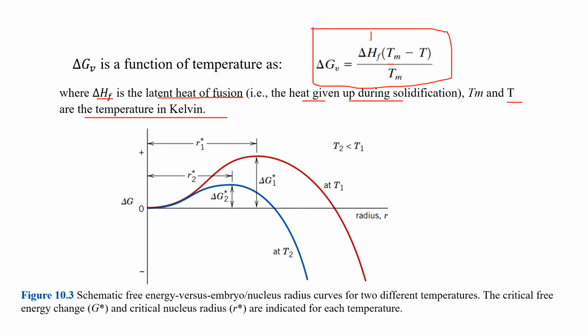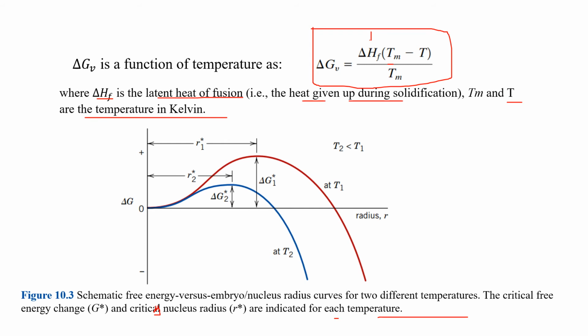In this plot, this is the schematic free energy versus embryo nucleus radius curves for two different temperatures. The critical free energy change delta G star and the critical nucleus radius r star are indicated for each temperature. At T1, the red plot, the critical free energy is greater than the critical free energy at T2.